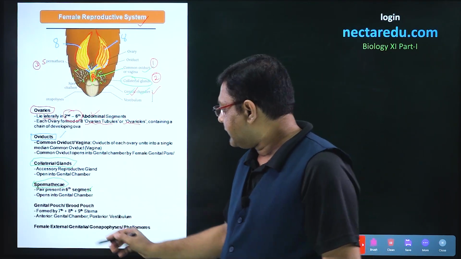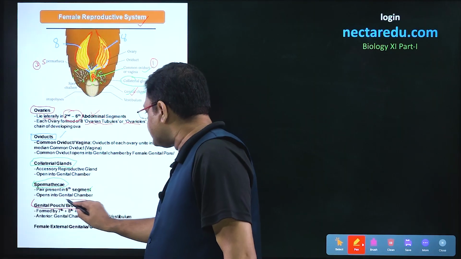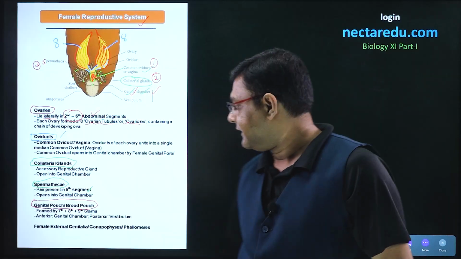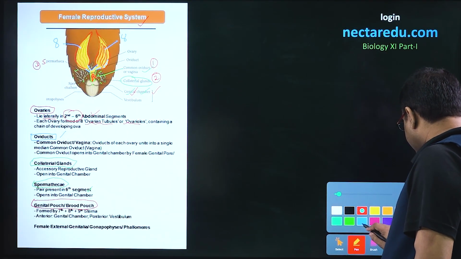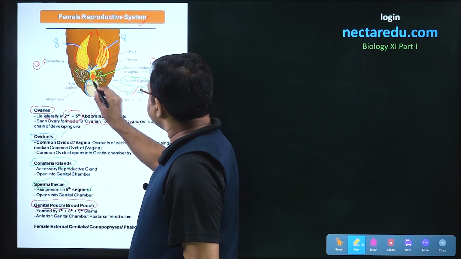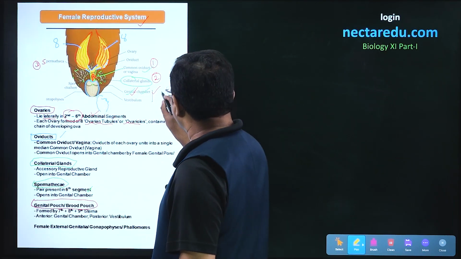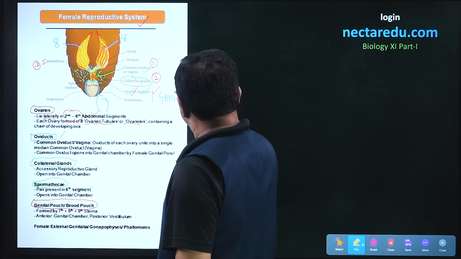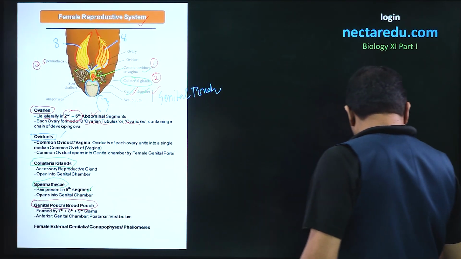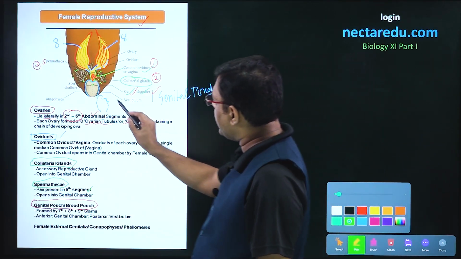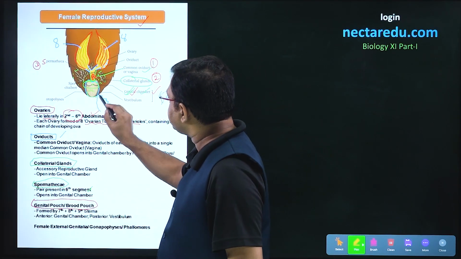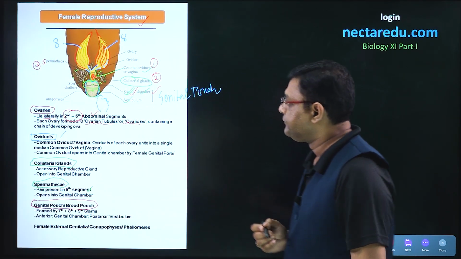Now, talking about a structure which is called as genital pouch or brood pouch. It is formed by the combination of 7th, 8th and 9th sterna together. In this particular diagram, this structure is actually the genital pouch or brood pouch. This particular genital pouch was divided into two parts. This anterior part was called as genital chamber and this posterior part was called as vestibule.